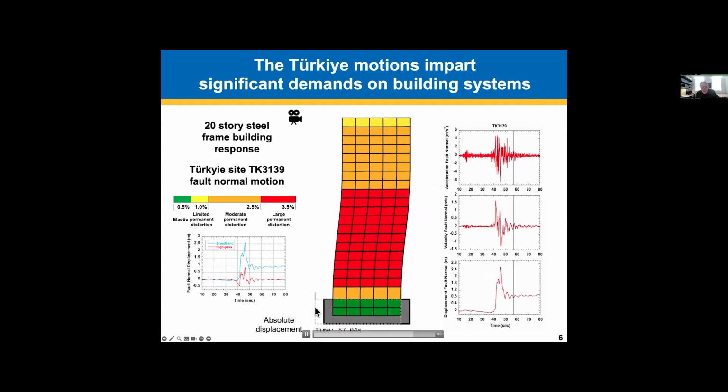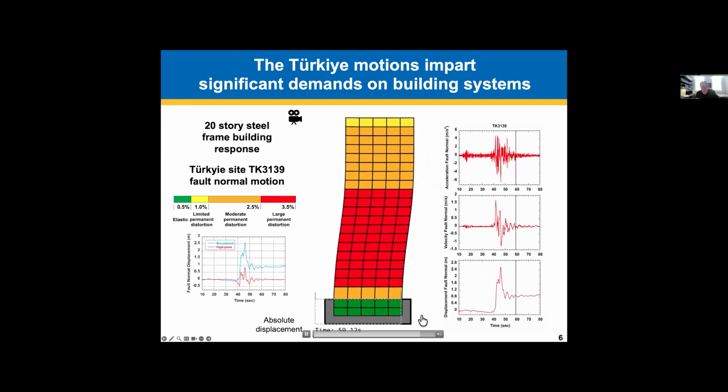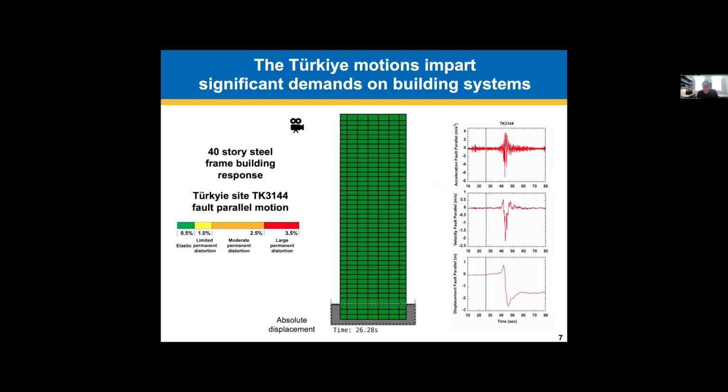It's having rigid body motion, as you can see here. We're plotting absolute displacement space. The building moves over due to that 10-second very, very large pulse, but the subpulses that are hidden within, if you will, are really the things that are causing the damage to that building. So it's a little more complicated than just a single fault normal pulse.